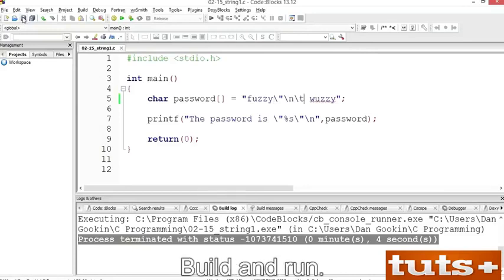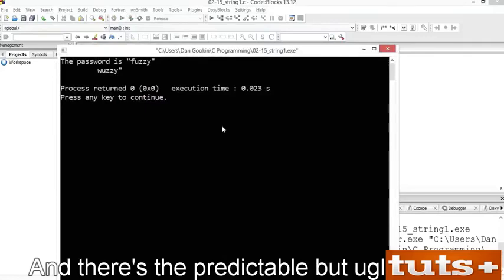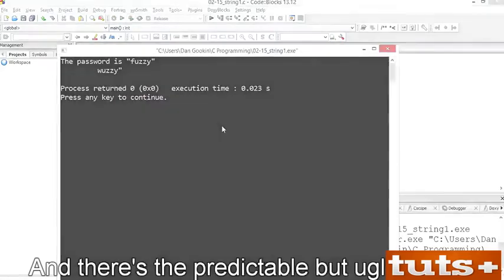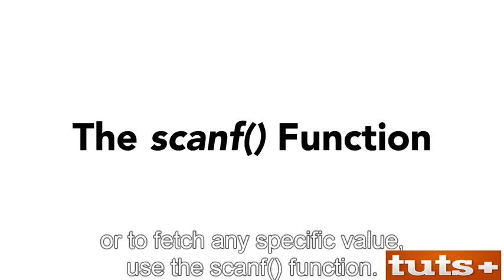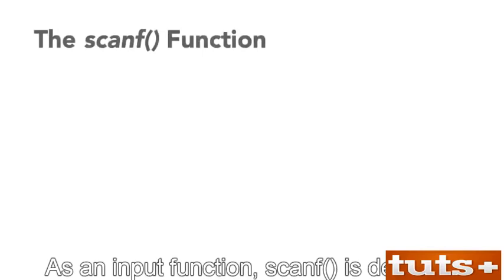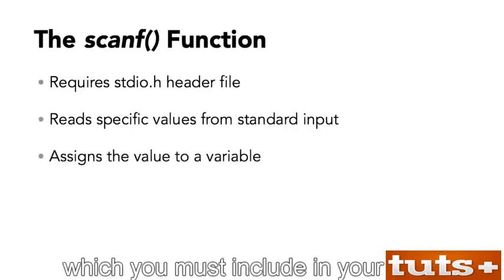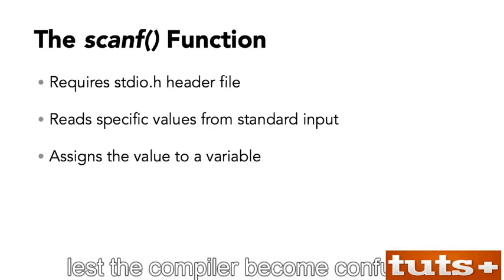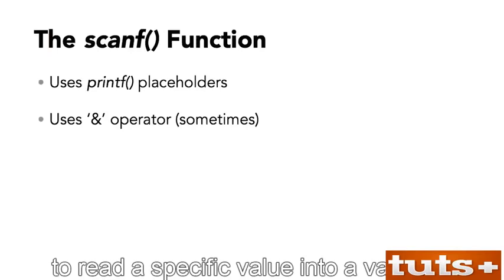And there's the predictable but ugly output. To fetch a string from standard input, or to fetch any specific value, use the scanf function. As an input function, scanf is declared in the stdio header file, which you must include in your code lest the compiler become confused. Scanf uses printf's placeholders to read a specific value into a variable, and that variable is often prefixed with the ampersand.